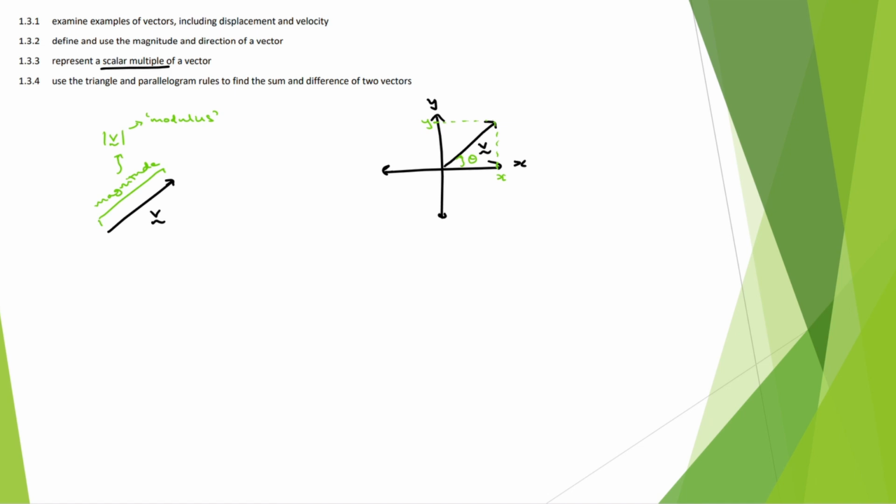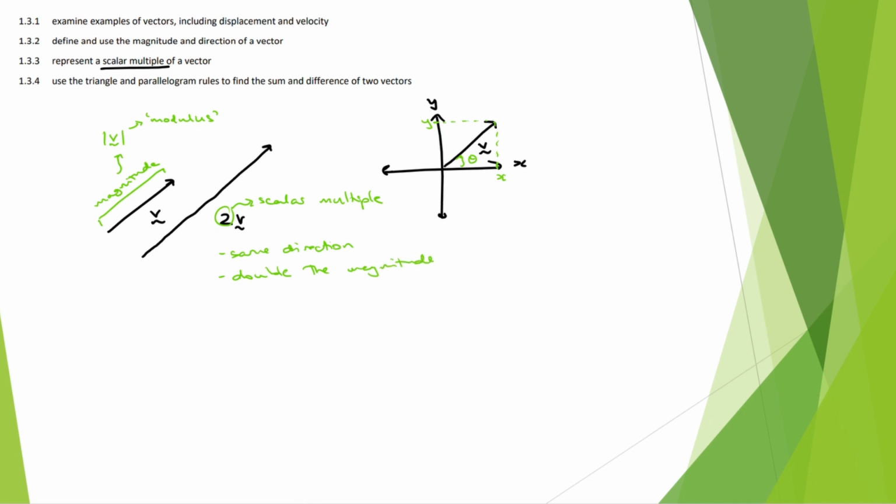Now, if I have a vector v, I can also consider a vector that is twice the length of the vector v. This vector that is twice the length of v can be written as 2 times the vector v, and here, 2 is my scalar multiple. The vector 2v has the same direction, and double the magnitude.